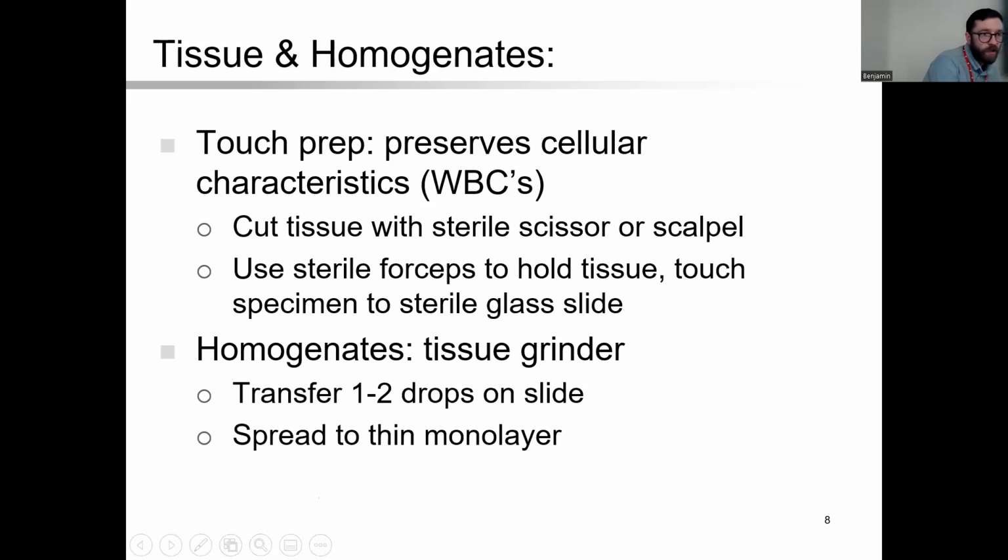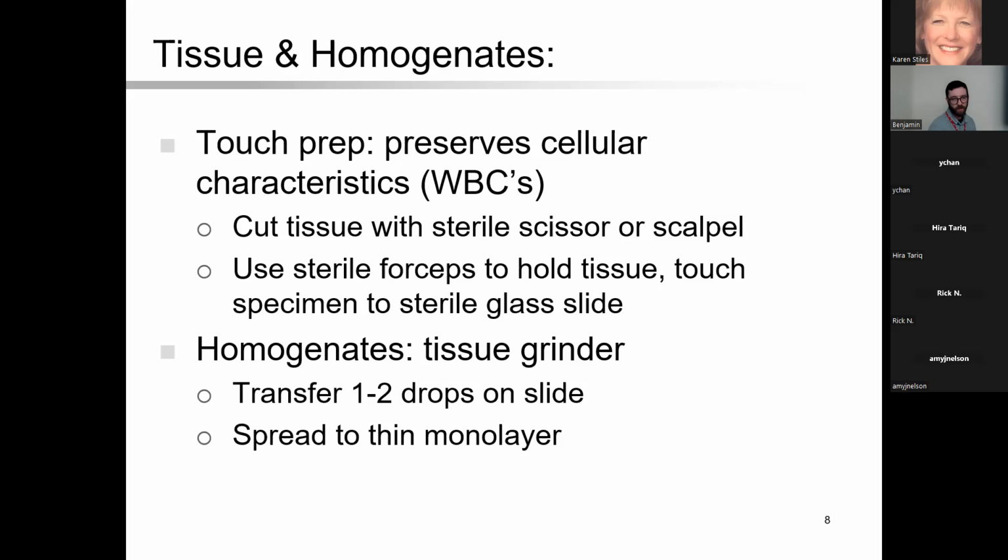So here we have our tissue and homogenates. So I kind of touched on this earlier. We're trying to hang on to the cellular characteristics of the white blood cells so we can see them intact. We want to see those neutrophils. So we're going to cut our tissue into smaller pieces, and then using sterile forceps, again, we're just going to touch the tissue to the slide. And then depending on, different labs have different tissue grinders, but we are creating like a liquid homogenate. So we just want to take 1 or 2 drops of that and then spread it out on the slide.